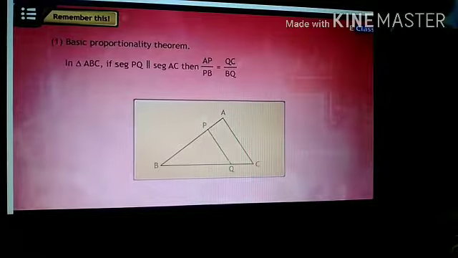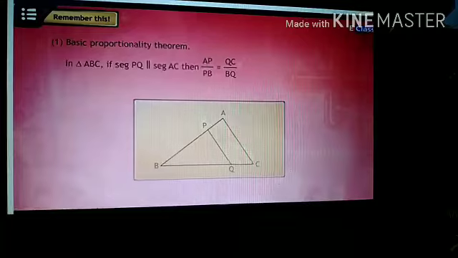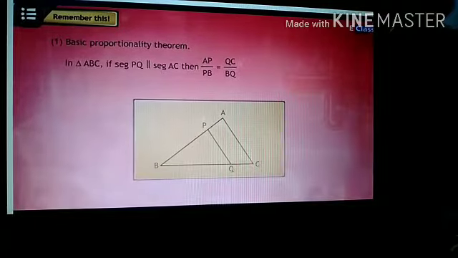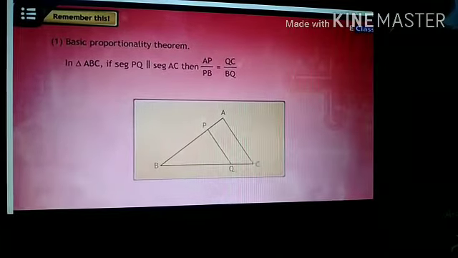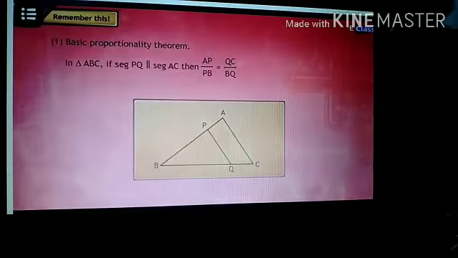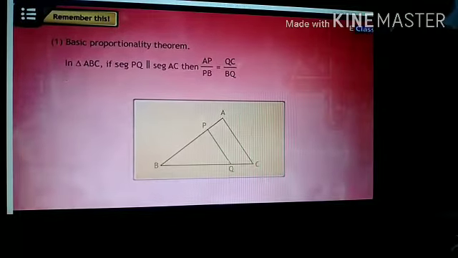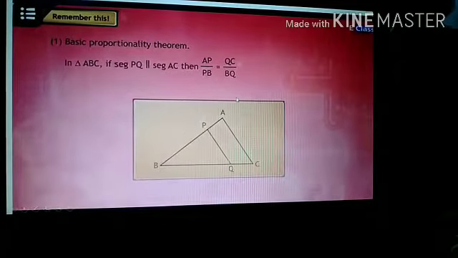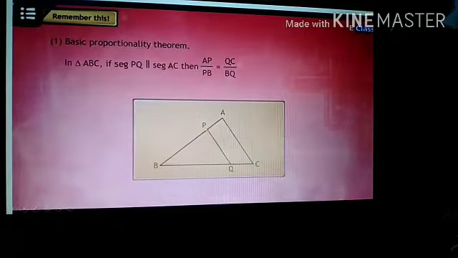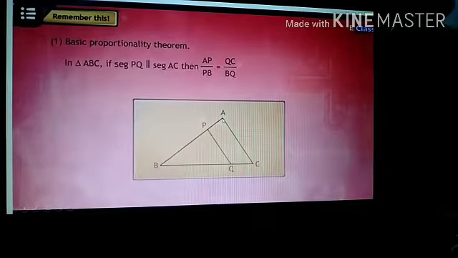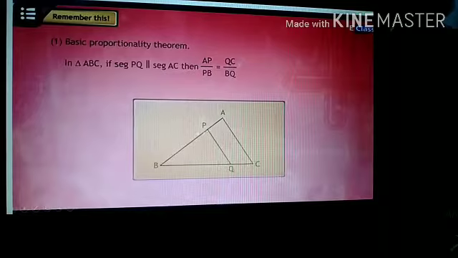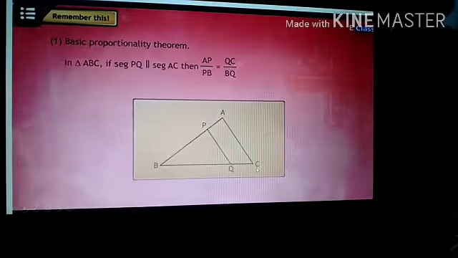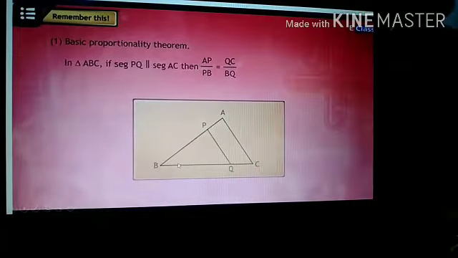The first theorem, the basic proportionality theorem. It states that if a line parallel to a side of a triangle intersects the remaining sides in two distinct points, then the line divides the sides in the same proportion. So in triangle ABC, we have segment PQ parallel to segment AC. So we get the ratio of the sides as AP upon PB is equal to CQ upon QB.